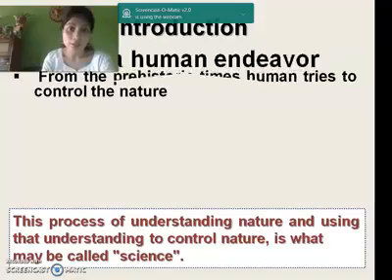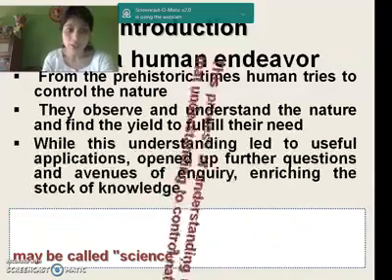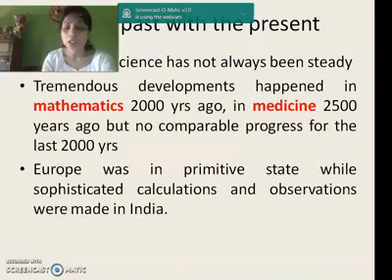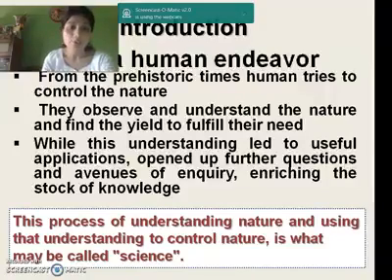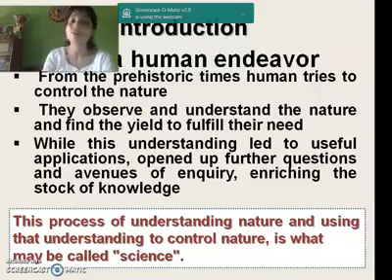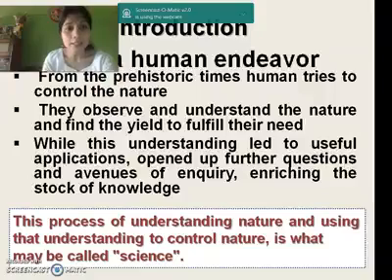Science is a human endeavor. From prehistoric times, humans tried to control nature. They observed and understood nature and found ways to fulfill their basic needs. While this understanding led to useful applications, it opened up further questions and avenues of inquiry, enriching the stock of knowledge. So from this, we can define science as a process of understanding nature and using this understanding to control nature.